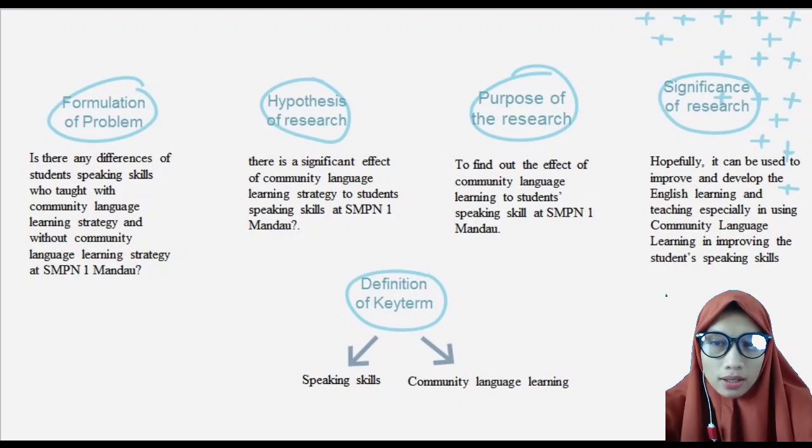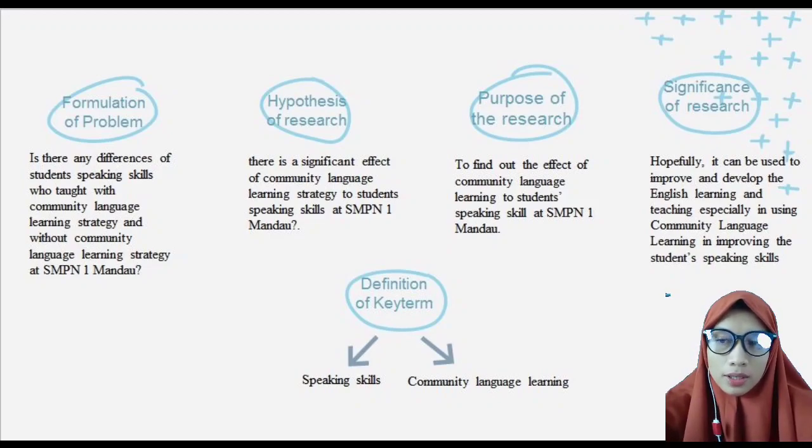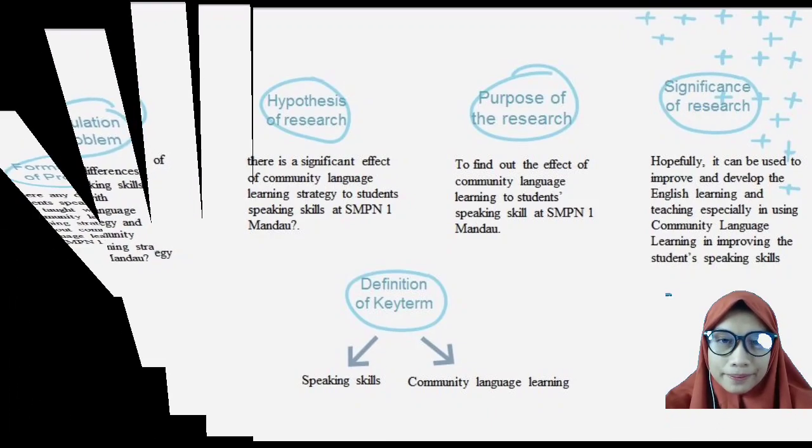And the last is definition of key terms. One is speaking skill. According to Hornby, speaking comes from the word speak, which means to talk or say words. It means that speaking is one important skill in learning English because speaking is used to communicate with others. And the last is community language learning. Community language learning, or CLL, is a language teaching approach in which students work together to develop what aspect of a language they would like to learn.